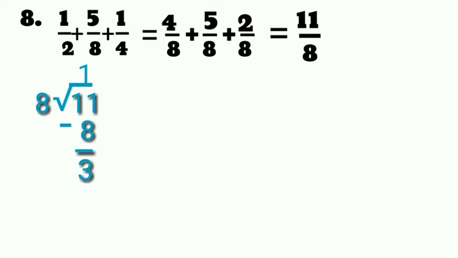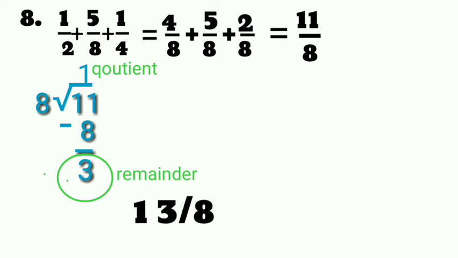So, paano natin to isusulat? Yung quotient natin, siya yung magiging whole number natin. And then, yung remainder natin, siya yung magiging numerator natin. And then, yung divisor natin, siya yung magiging denominator natin. So, our final answer is 1 3/8.